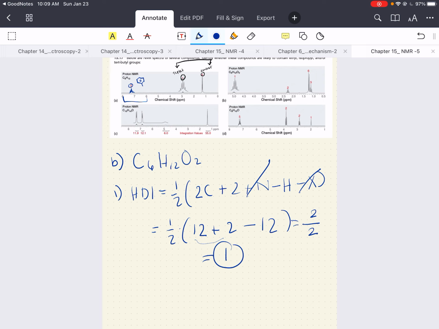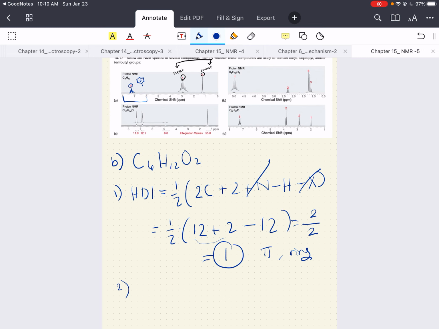That means we probably have a pi bond or a non-aromatic ring, just a plain ring. It either means a pi bond or a ring. We have to keep that in mind as we work through what we have. So that's step 1.